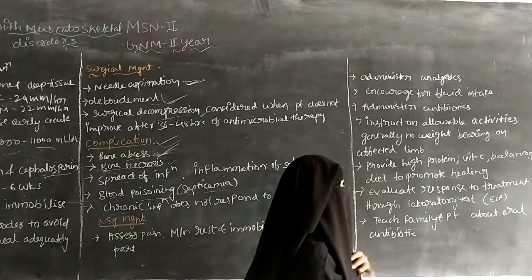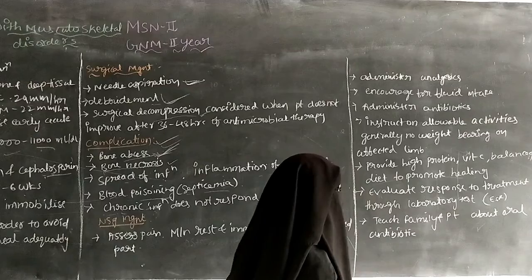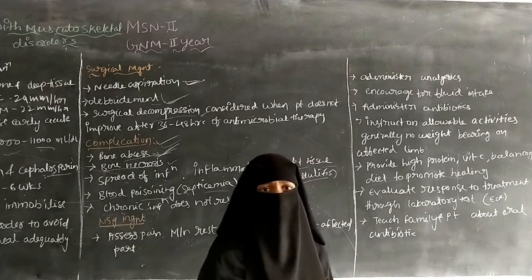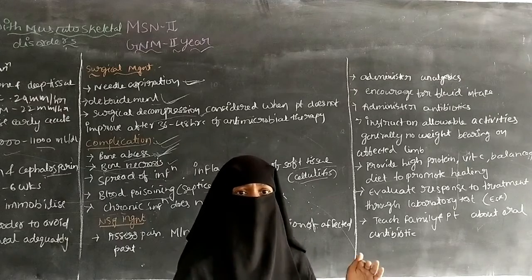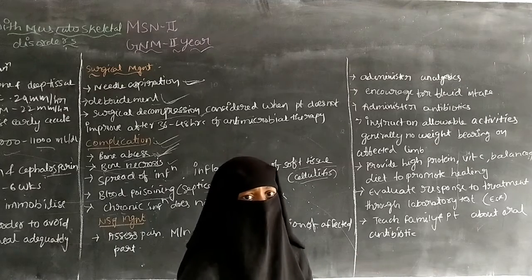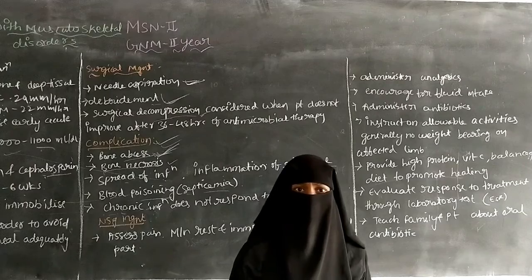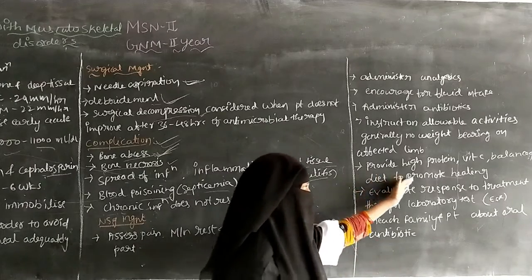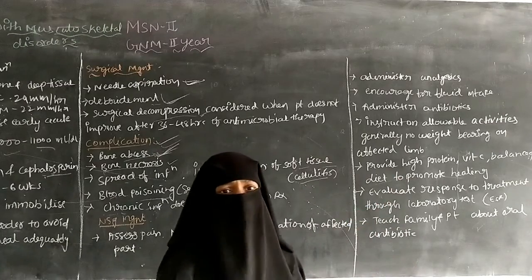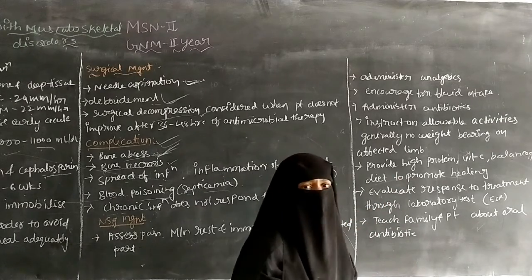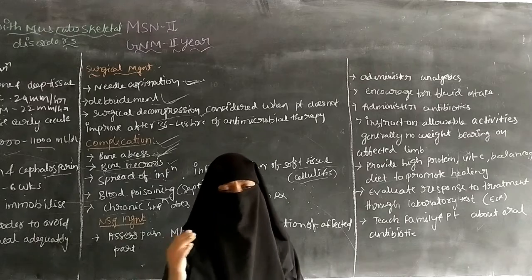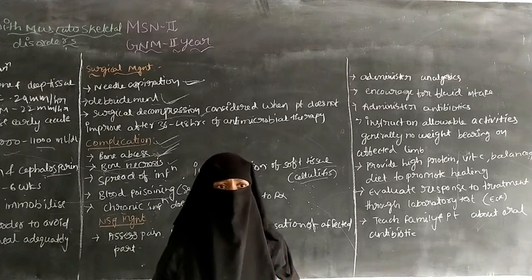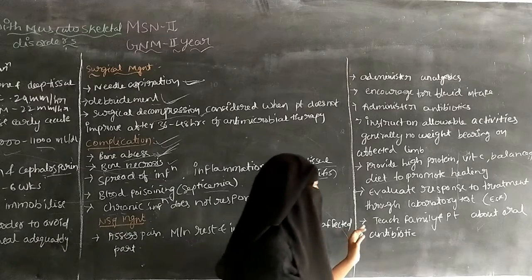Next one is provide a high protein, vitamin C and balanced diet to promote healing. The nurse has to encourage the patient to take more protein and vitamin C. If the patient takes a balanced diet, it helps to promote early wound healing. The nurse has to educate the patient about the high protein diet and vitamin C, which help in early healing of the wound.